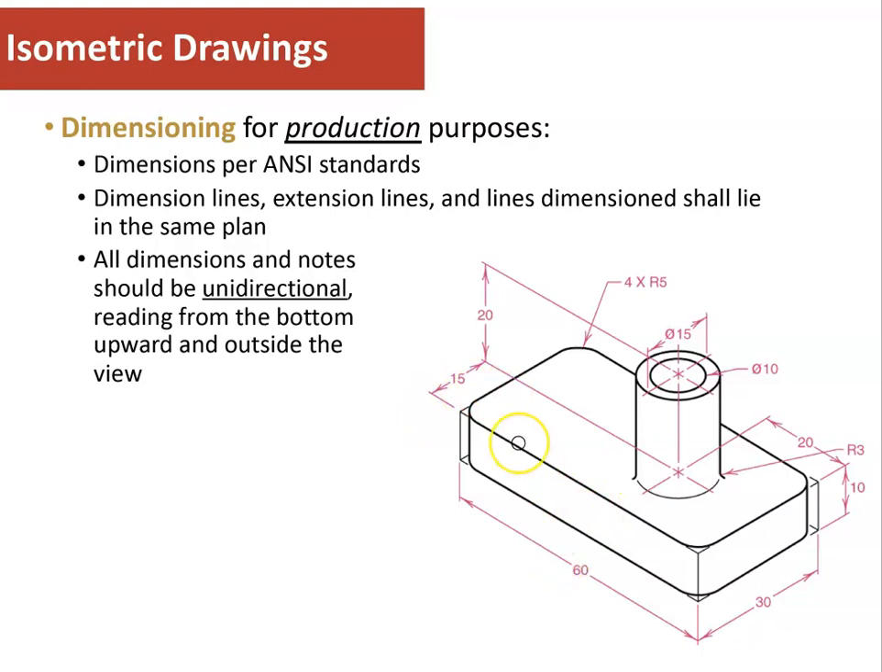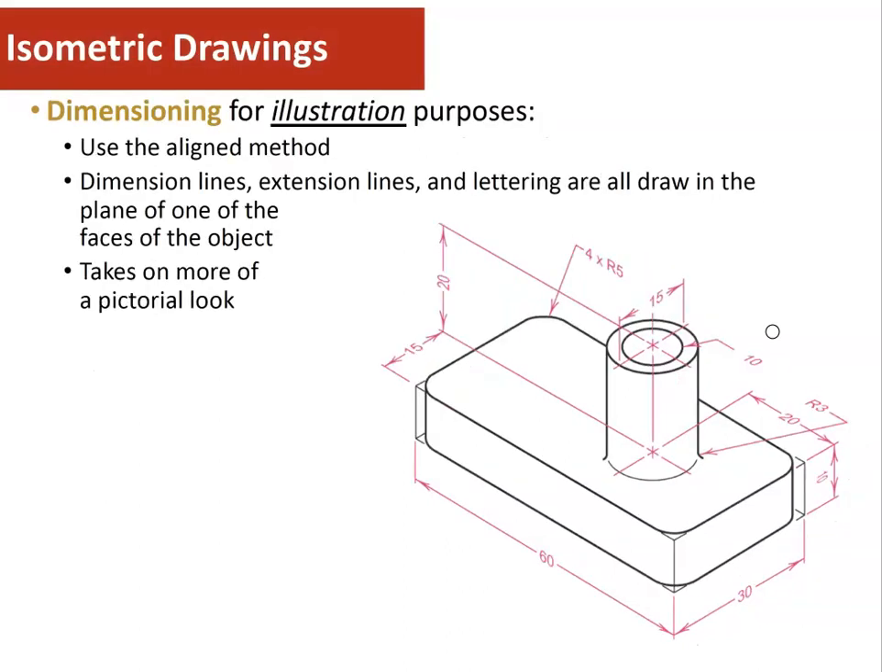and outside the view. Okay, I think my explanation was better. So it's just like they have the same orientation. The text is all the same orientation. Now, there is another type of dimensioning. It is for illustration purposes.